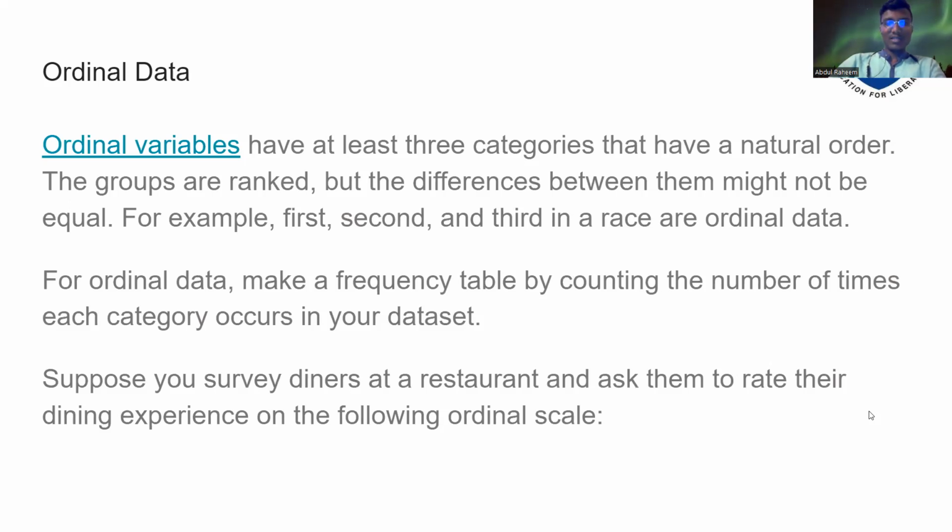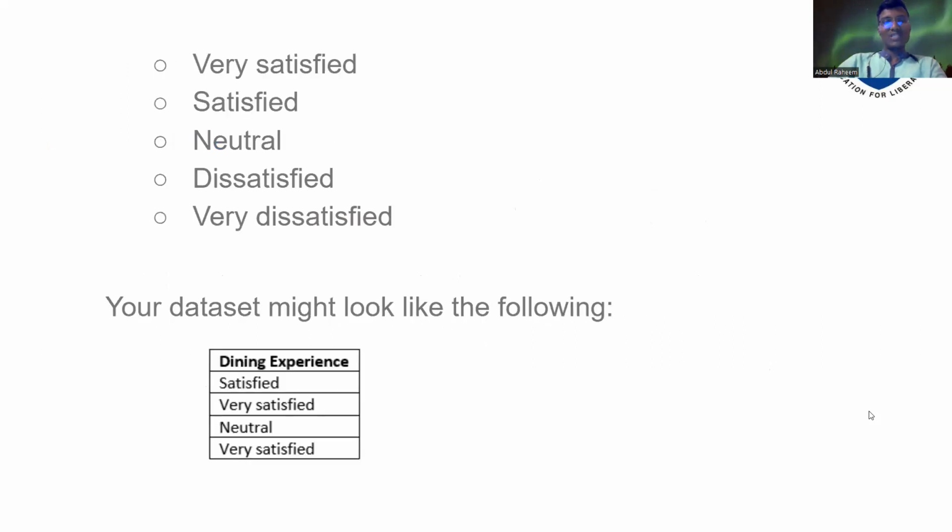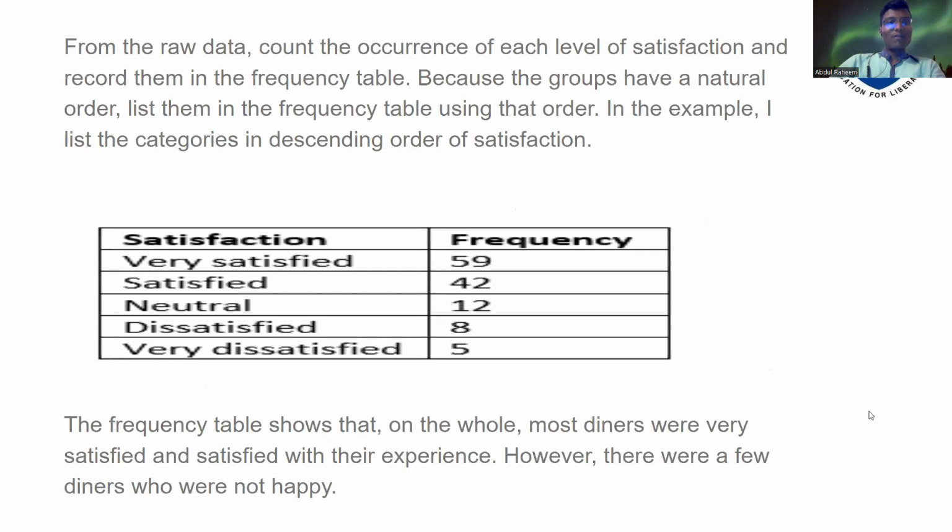Suppose you survey diners at a restaurant and ask them to rate their dining experience on the following ordinal scale: very satisfied, satisfied, neutral, dissatisfied, very dissatisfied. Your dataset might look like this. From the raw dataset, count the occurrence of each level of satisfaction and record them in a frequency table. Because the groups have a natural order, list them in the frequency table using that order. In the example, I list the categories in descending order of satisfaction: very satisfied, satisfied, neutral, dissatisfied, very dissatisfied.